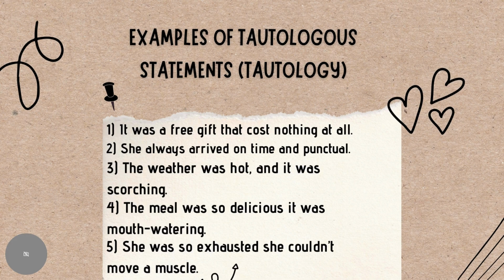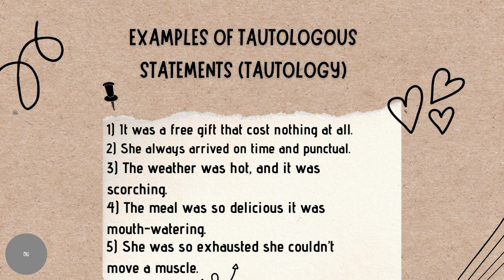If you take a look at the fourth statement, the meal was so delicious, it was mouth watering. So delicious and mouth watering give the same meaning. If you take a look at the fifth statement, she was so exhausted she couldn't move a muscle. So exhausted and she couldn't move a muscle give the same meaning. So these types of sentences or statements which give the same meaning twice come under the category of tautology statement.